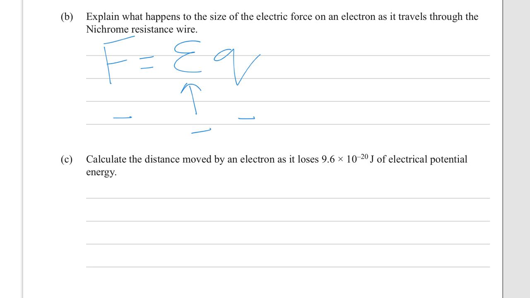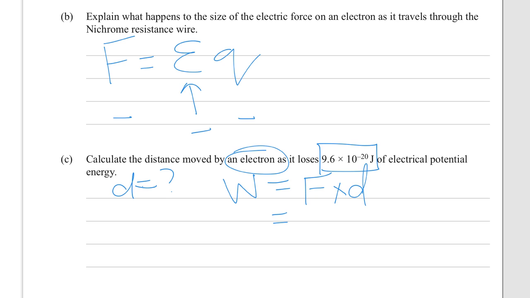C. Calculate the distance moved by an electron, d, as it loses 9.6 times 10 to the minus 20 joules of electric potential energy. Work equals force times distance. We're trying to find the distance. The electron has a charge of, given above, e, 1.6 times 10 to the minus 19, negative, that is. So we know EQd. We know what Q is, which is the charge on the electron. We're trying to find d.